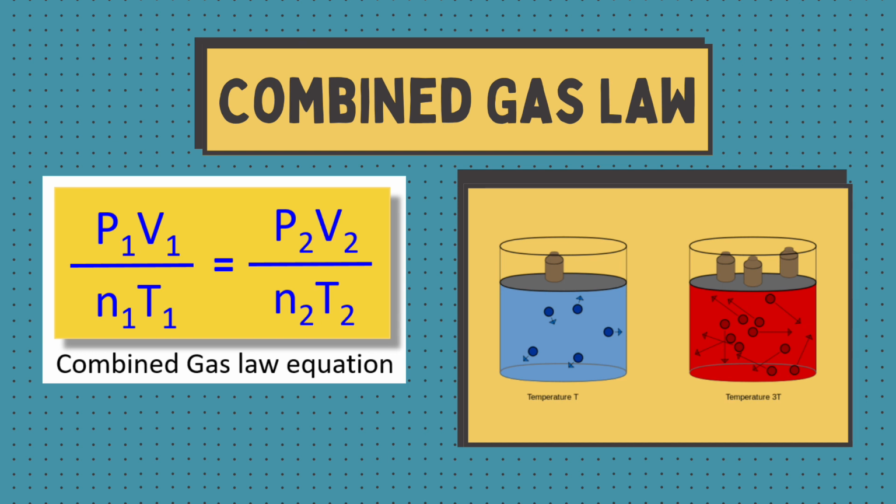Therefore, it creates a formula of P1 times V1 per N1 times T1 is equal to P2 times V2 per N2 times T2. And what is the example? If a balloon is filled with helium on the surface of the Earth, it will have a certain pressure, temperature, and volume. And if the balloon is let go, it will rise. Further up in the air, the temperature and air pressure begin to drop.